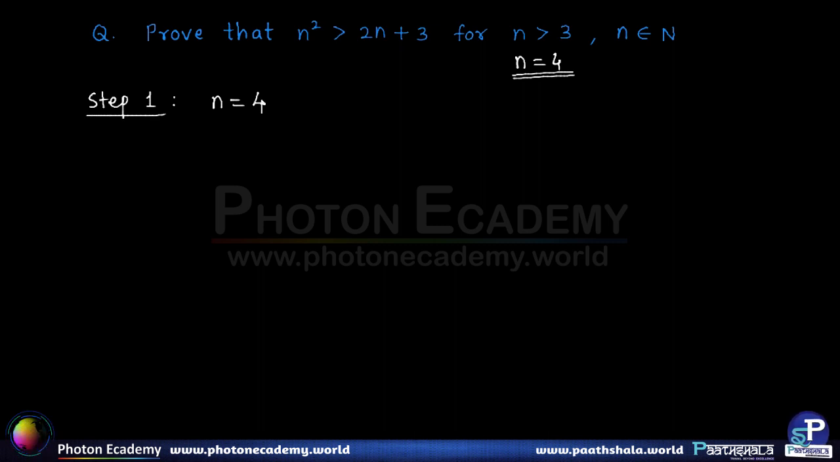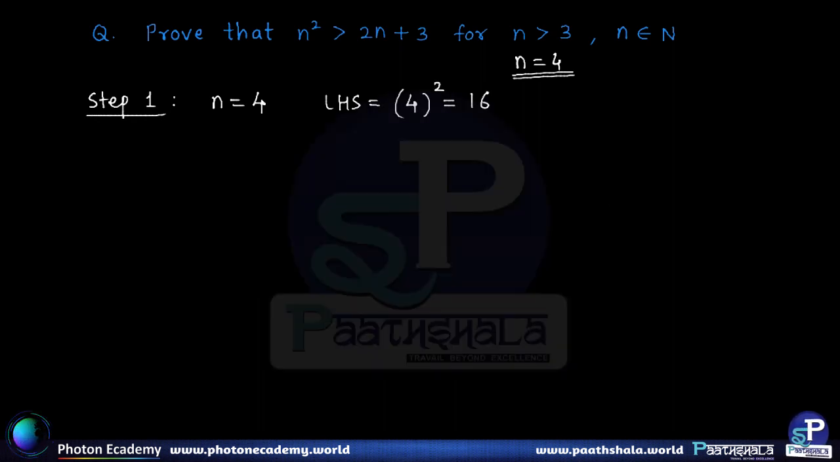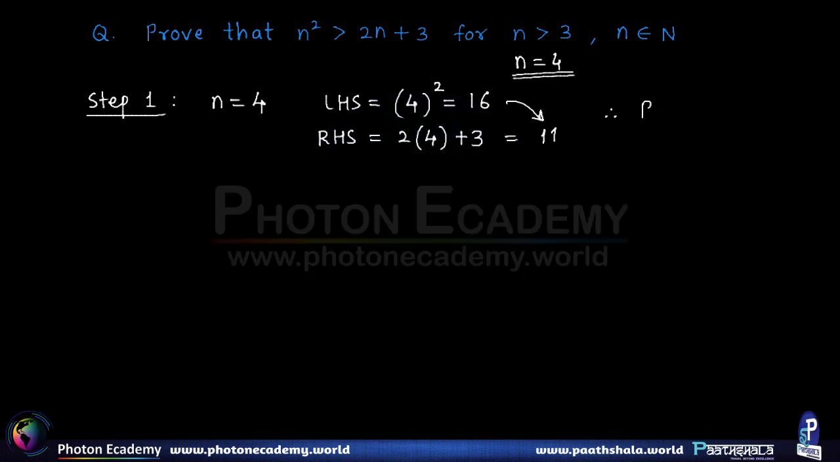Now if you consider the left hand side, that is nothing but n square, that is 4 square, which is equal to 16. And if you consider the right hand side, by putting n equal to 4, so that is 2 into 4 plus 3, that turns out to be 11, and we see that clearly 16 is greater than 11. So therefore p of 4 is true, right? So that's the first step.